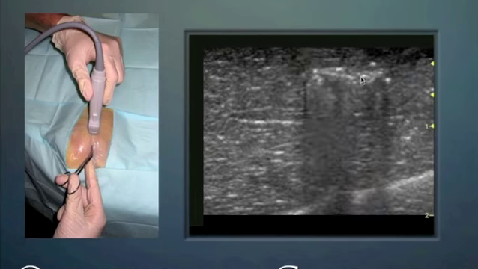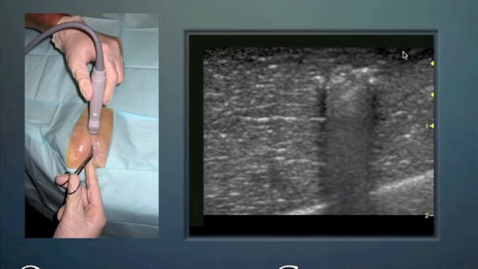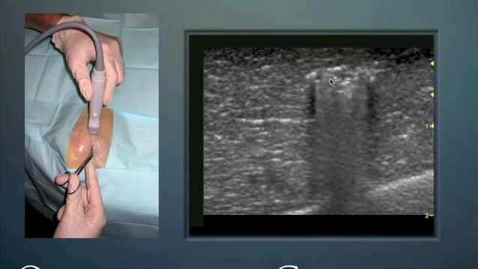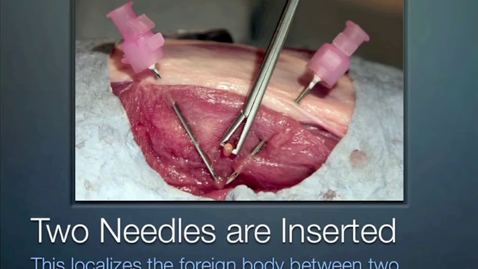And sometimes it's necessary to actually use 2 needles to localize the foreign body. These 2 needles, when underneath the long axis of the sound, we can take one needle and then take another one, and in this case we're pulling out a piece of wood. This is a toothpick here, and that can help localize the grasper even better. And this is an example of what this looks like.